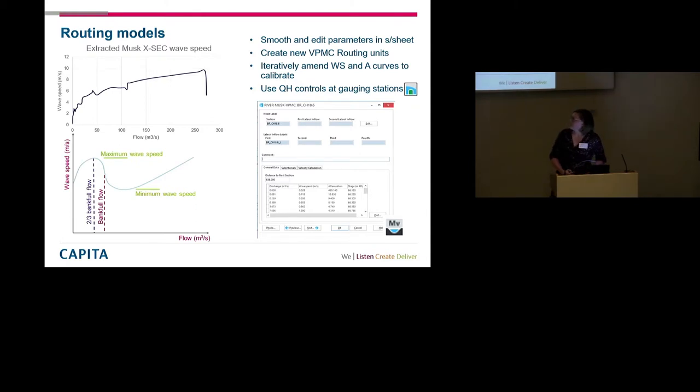At the gauging station where we required the forecast, we used a QH control. So basically, we forced the stage discharge relationship. However, you need to make sure that your stage discharge relationship is reliable, because this is very dependent on having a good rating.